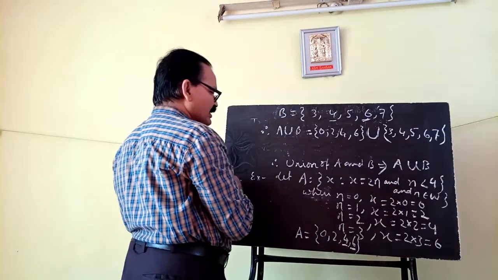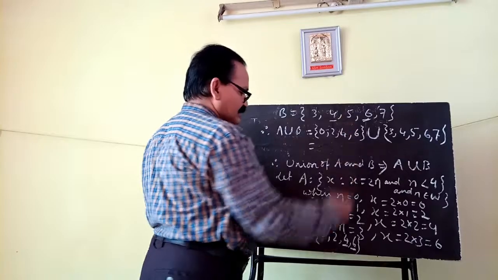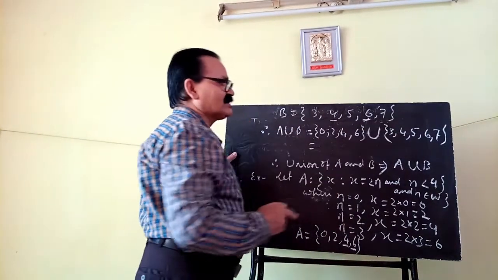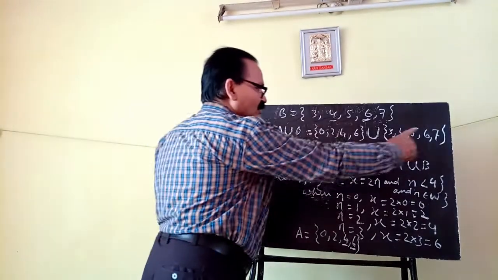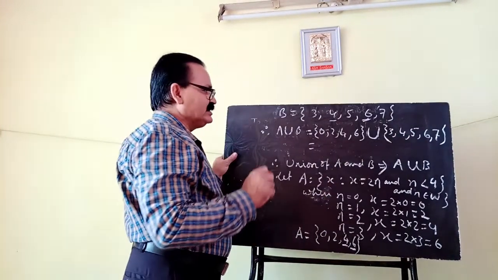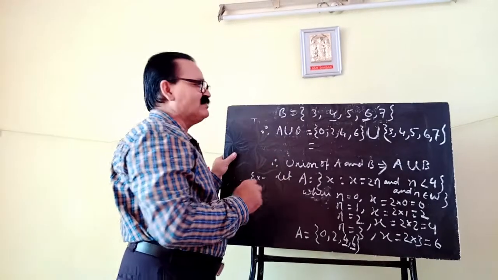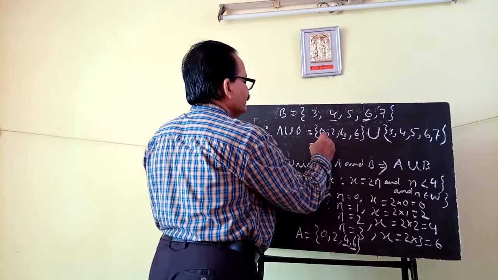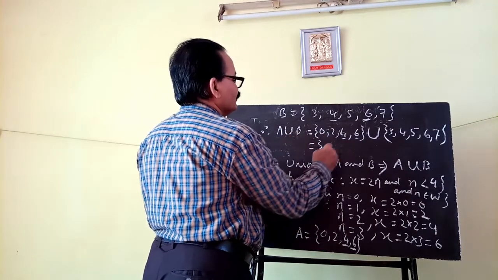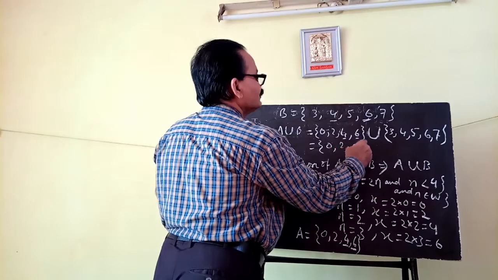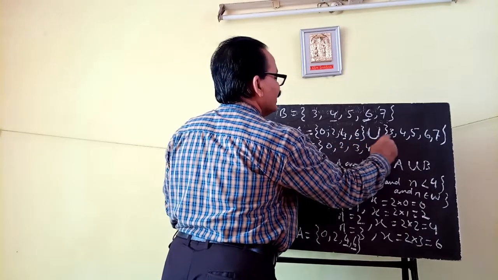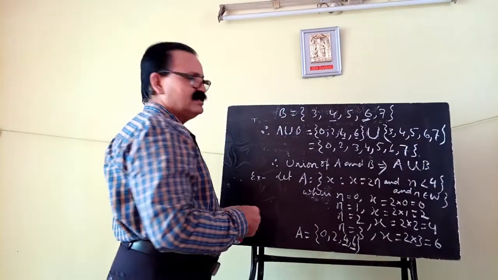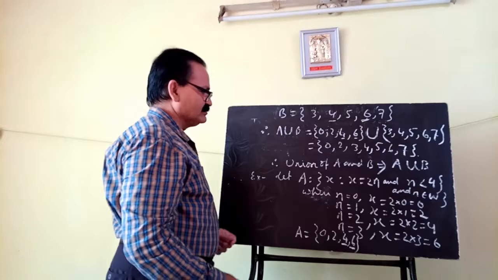After that, here both the sets are overlapping sets. You have to write all the members of the sets, and you should not repeat the same element, because some elements are common in these two sets. So here your A union B is 0, 2, 3, 4, 5, 6 and 7. Now your A union B has been completed.